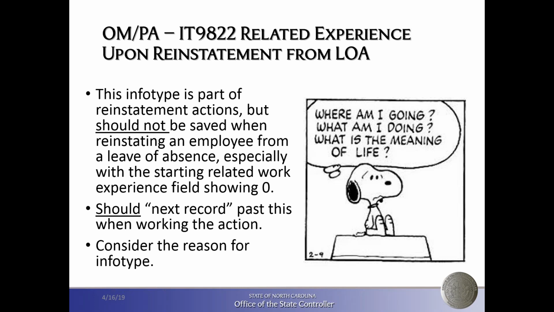So what's happening is that folks are being reinstated from FML, this comes up, it's being saved, and what it does is it saves the InfoType with a zero, and so it starts counting that employee's related experience as of that reinstatement date, zero, and then going forward.